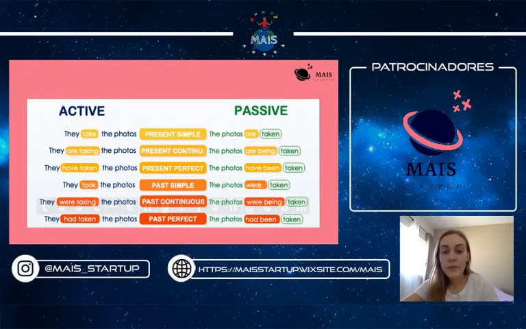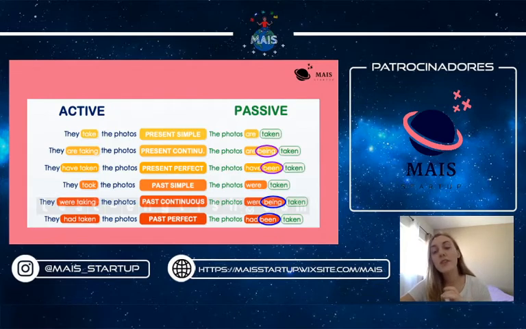The active voice would be "they take the photos," and the passive one would be "the photos are taken." What are the differences you should notice? Well, the verb, which was in the present simple, is not in the present simple anymore. Take became taken, so it's now in its participle. So that's important. And also, we added the verb to be in the present simple, if you pay close attention. So it's actually what happens in every single one of them. We add the verb to be.